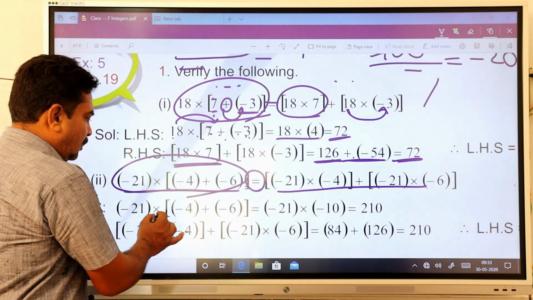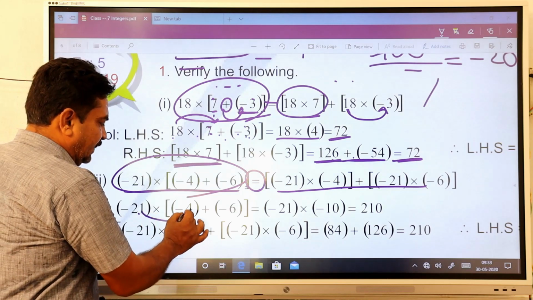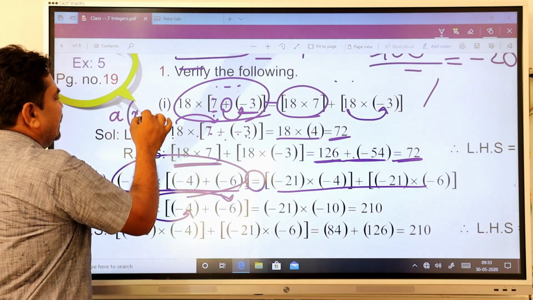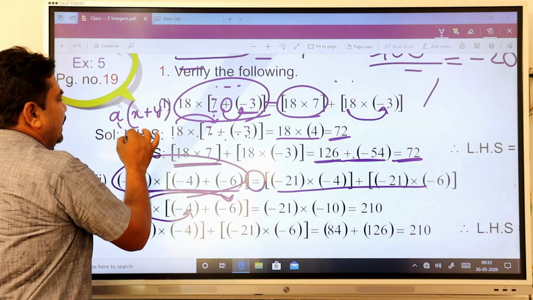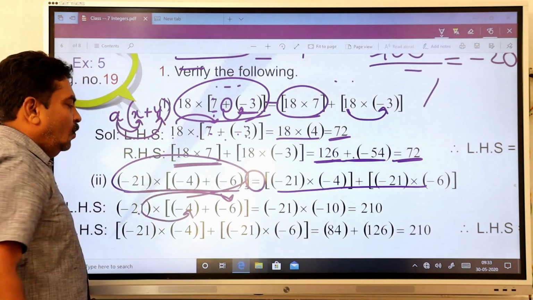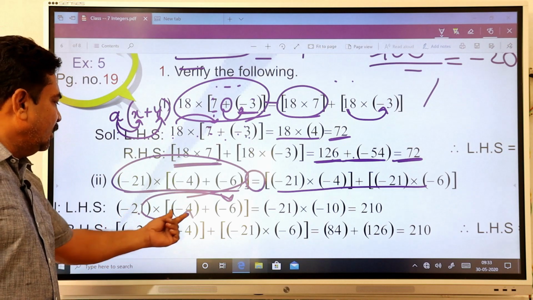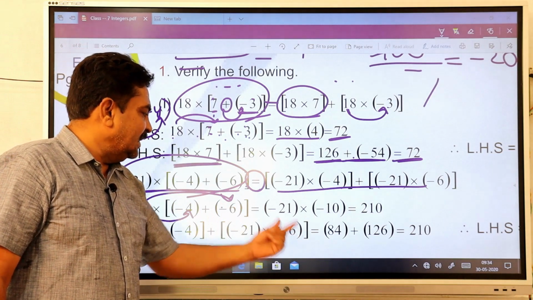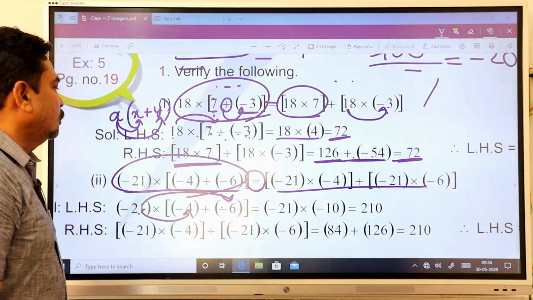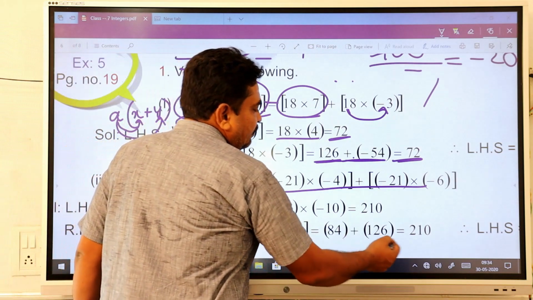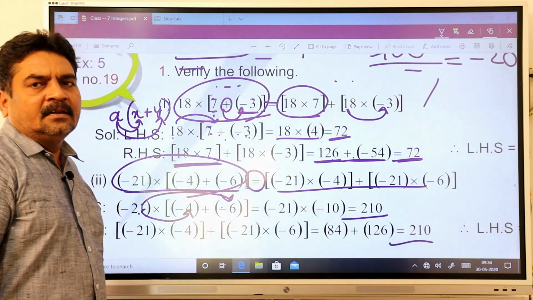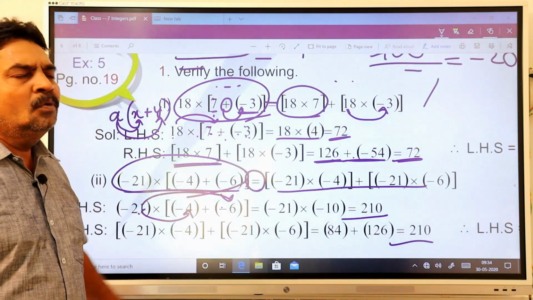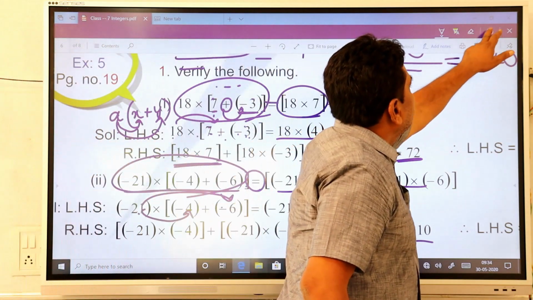Now, this is the form A into (x plus y), then it becomes A into x plus A into y. Similarly, minus 21 into minus 4 plus minus 21 into minus 6. So you get how much? The same thing, 210 and 210, when you do it on LHS and RHS. We have verified LHS equal to RHS. We'll go to the next one.